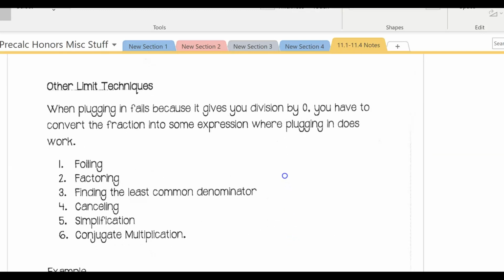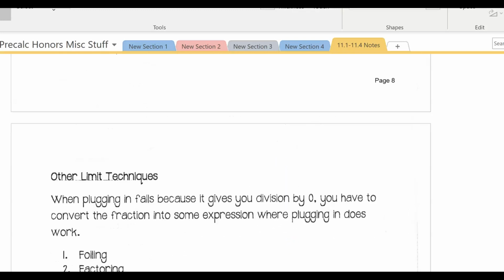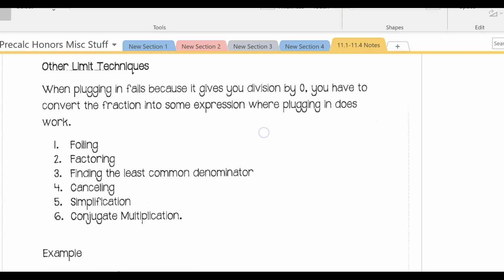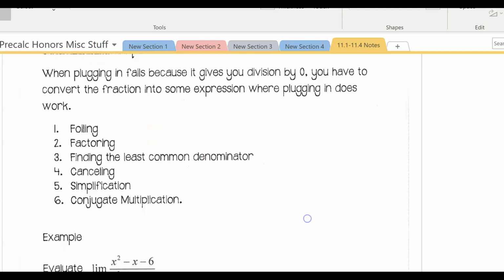All right, so some other limit techniques. FOILing, factoring, finding a least common denominator if we're going to add some fractions to help us solve it, canceling things out, simplifying. Some of these we'll use together in a problem. So let's take a look at some examples.